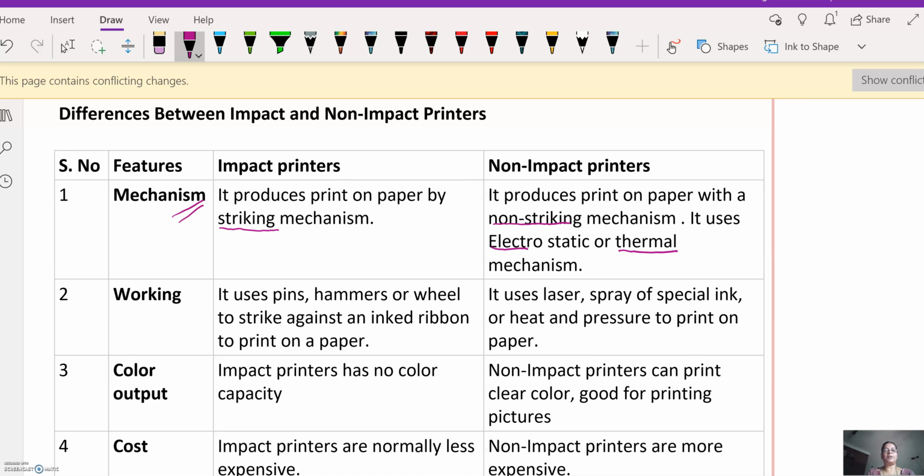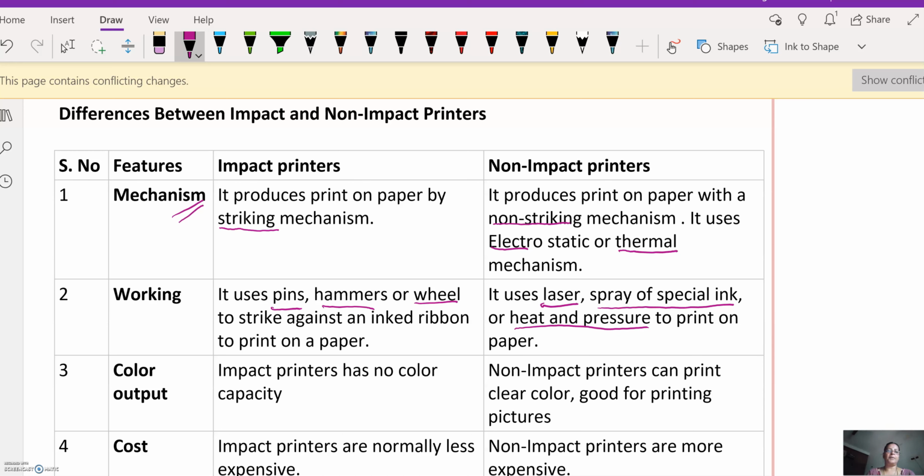Coming to the working principle, impact printers usually use a pin arrangement and hammers, or they can also make use of wheels, and these components are struck against the inked ribbon to print an output on the paper. Whereas in non-impact printers, we use a laser beam, or we spray a special ink, or we can also apply heat and pressure to the paper so that the image can be transferred onto it.